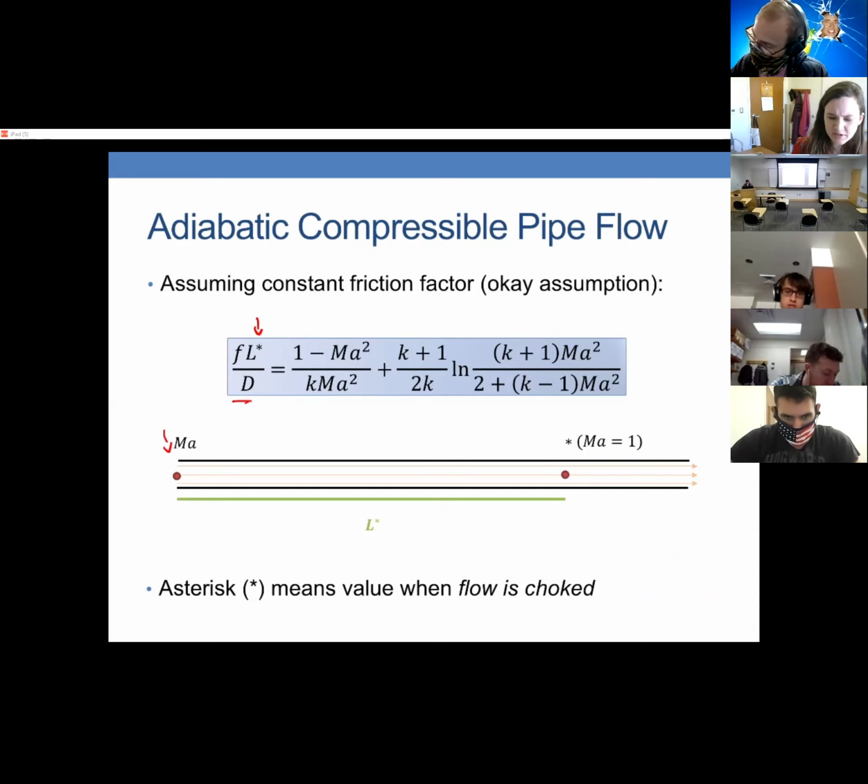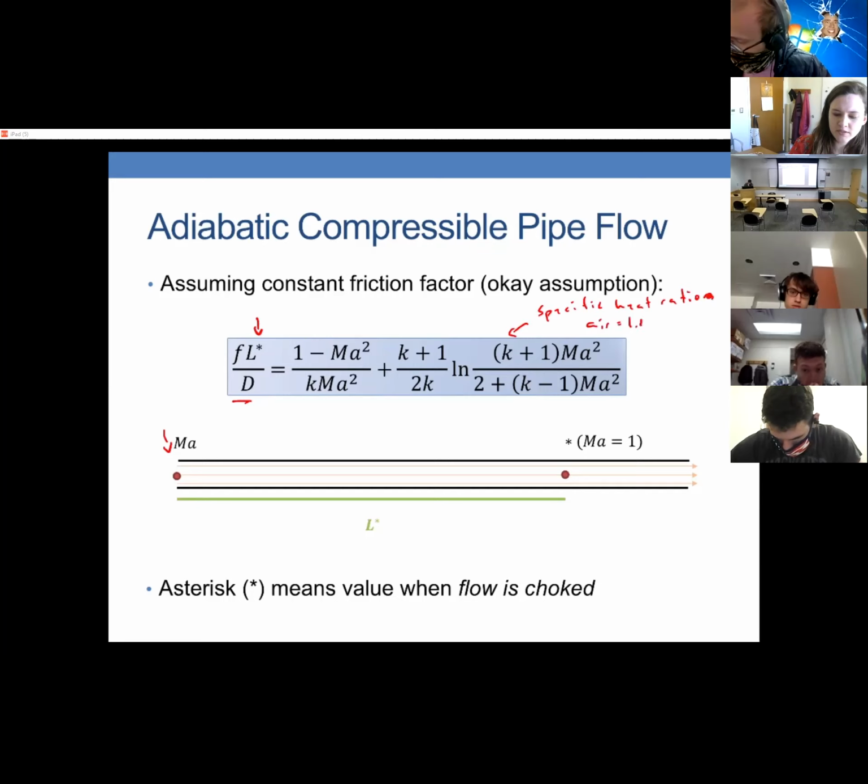K is specific heat ratio. You can look it up. For air, it's 1.4. For air and other diatomic gases, like nitrogen. I believe that's technically at 25 degrees, and it might change with temperature, but generally we just assume it's constant. So it's 1.4 for air, for nitrogen, for oxygen, things like that.